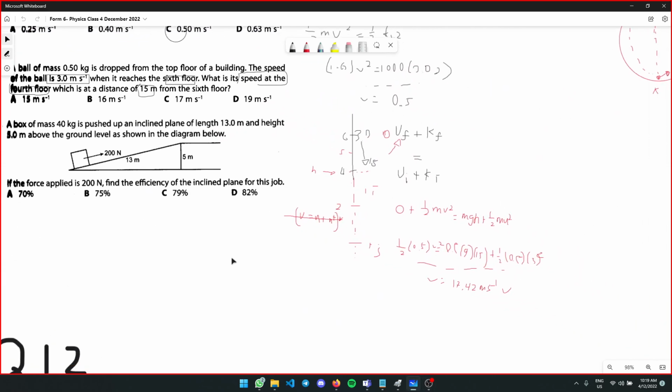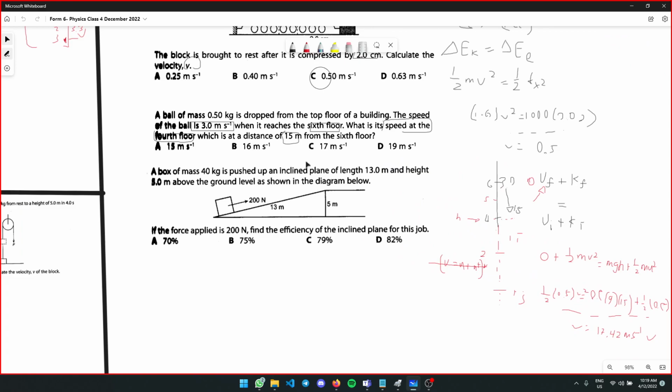You get 17.42. I think you can better round this off as 17 because they give all values as two significant figures. You give the answer in two significant figures and clean the answer. Okay, a box of mass 40 is pushed up an inclined plane, length 13 and height 5 above the ground as shown below. If the force applied is 200, find the efficiency of the inclined plane.